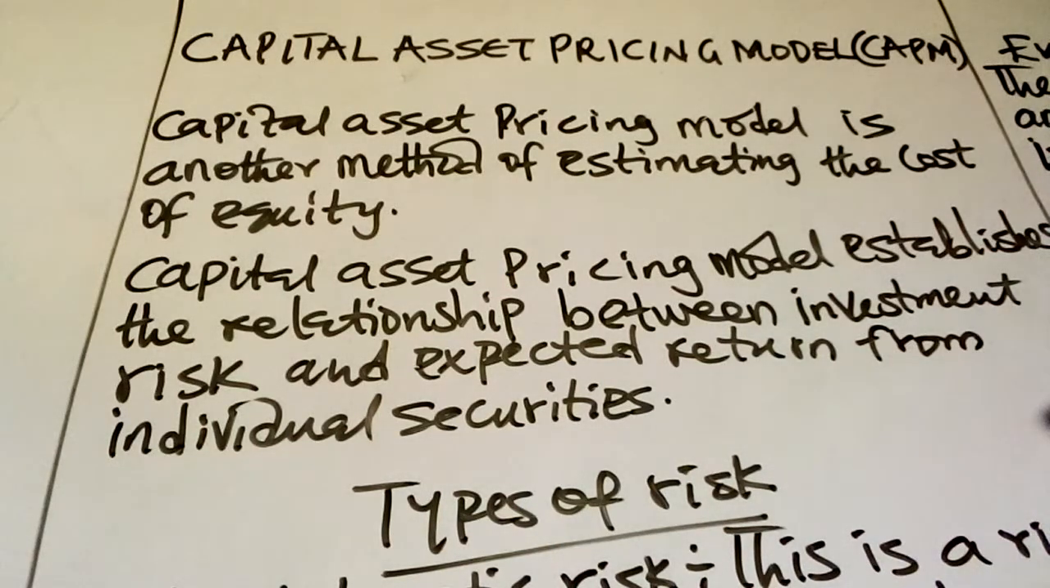In this presentation, I will examine the capital asset pricing model. I will define the various variables using the formula for calculating the cost of equity using the capital asset pricing model. I will explain the types of risk, which include systematic risk and unsystematic risk.